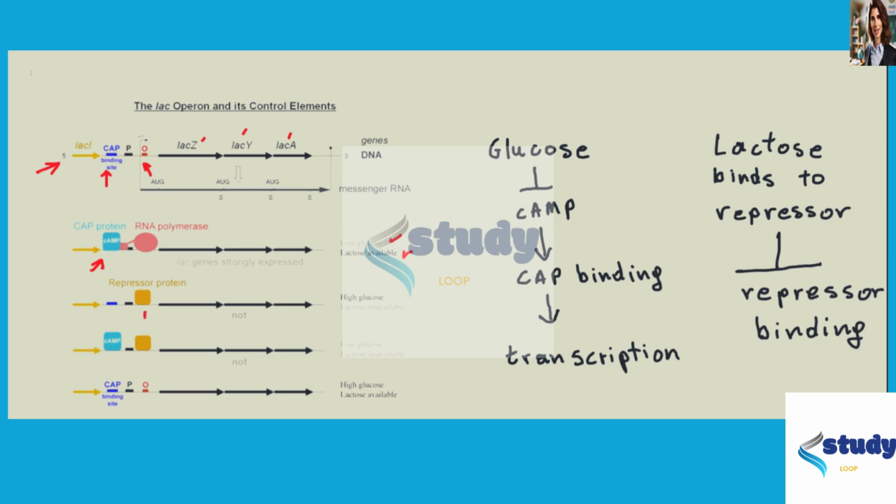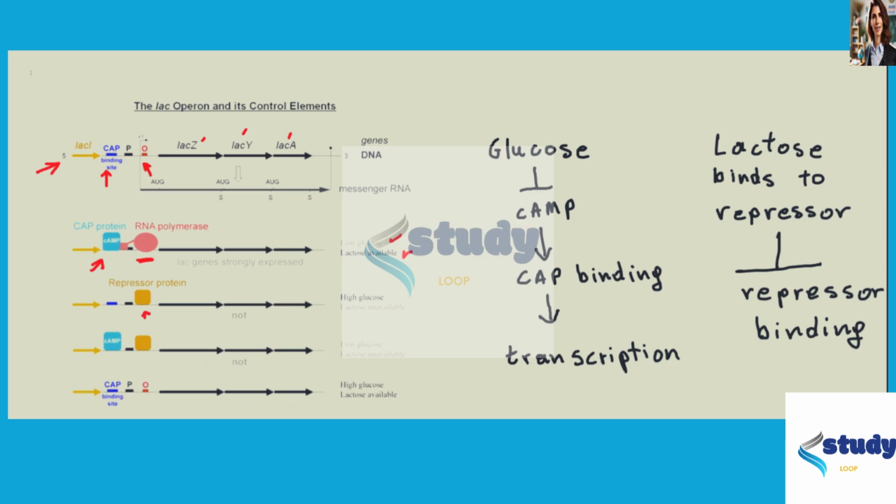So in the first case here, in low glucose and high lactose, you have the CAP protein on and you have the repressor. The repressor is drawn on the bottom here as this brownish rectangle, but it's not up top where the RNA polymerase is binding, because if it was, then the RNA polymerase wouldn't be able to bind. So the two conditions for the lac operon to be on are that glucose must be low and lactose must be high.